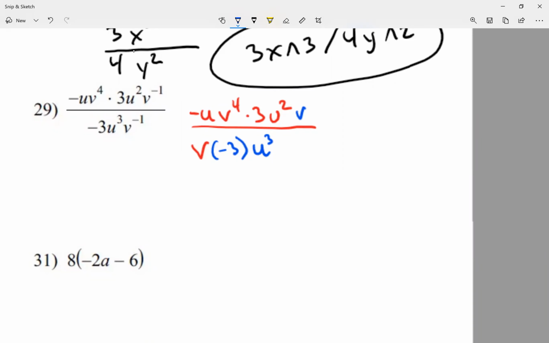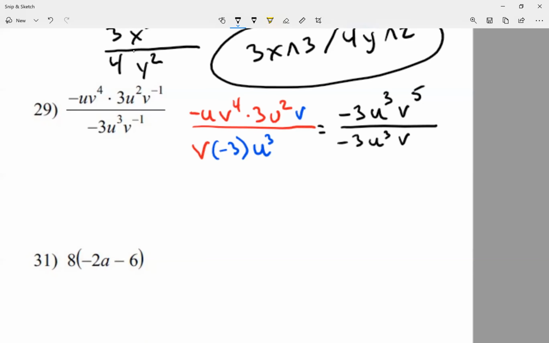Now, let me simplify things out. Numbers-wise, on the top, there's a negative sign, and there's a 3. When it comes to u, I have u to the 3rd. I added the exponents. When it comes to v, I got v to the 5th. Notice I'm going in alphabetical order with my letters. Now, at the bottom, there's a negative 3, u to the 3rd, and a v.